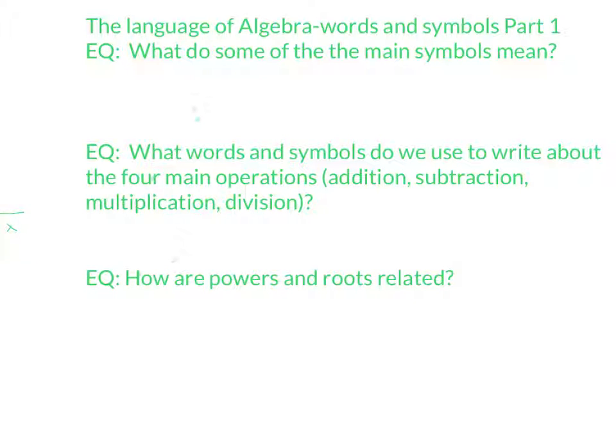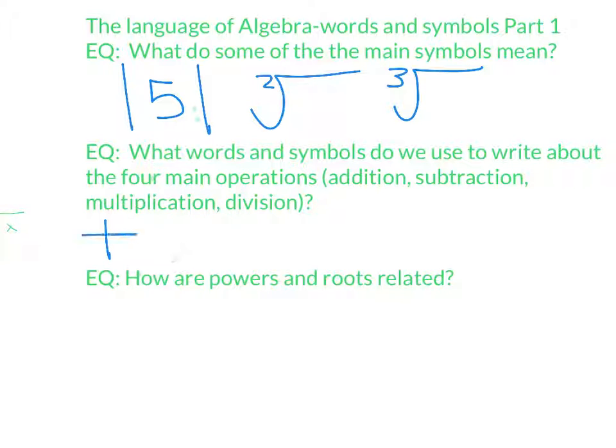Okay, so today we're looking at the language of algebra, words and symbols, mostly focusing on the symbols today. Some of the symbols we're going to be looking at are absolute value, and we'll look at in a second, square root symbols, and cube root symbols. We'll also be looking at the different ways they can talk about writing addition, subtraction, multiplication, which we can use parentheses or dots, and division, which means we could use a division symbol or a fraction bar. And then we're going to look at how powers and roots, exponents and rooting, are related to one another.